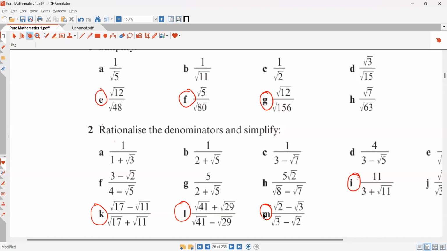Do G. So Tanvi is saying she has doubt in the G part. Anybody else has doubt in the G part?